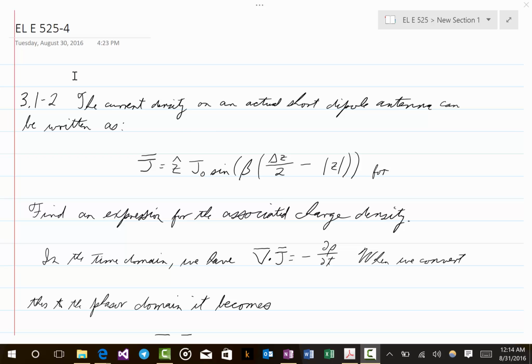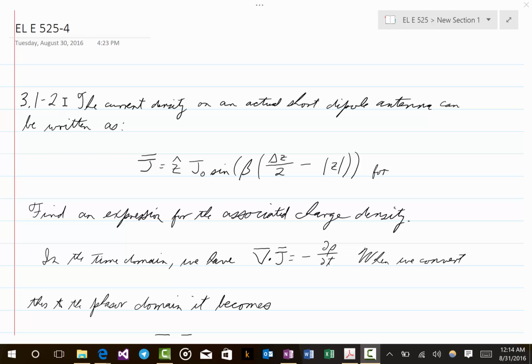This lecture takes us into Chapter 3, and the first problem here comes from Section 3.1. In this problem, which is problem 3.1-2, we're told the following.